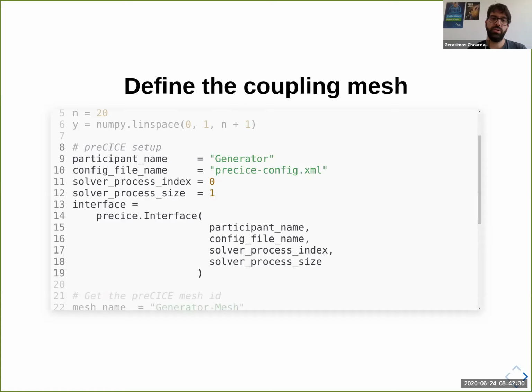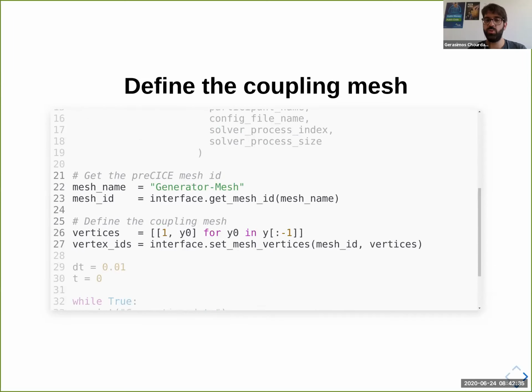Then, after creating and configuring preCICE, which happens in one step in preCICE version 2, we need to define the coupling mesh. We have already defined the mesh in the configuration file, which we call generator mesh. And to make our life easier, we don't work with names, but with IDs, some integers that stay the same through the simulation. Therefore, we ask for the mesh ID of generator mesh from preCICE. That is called interface.